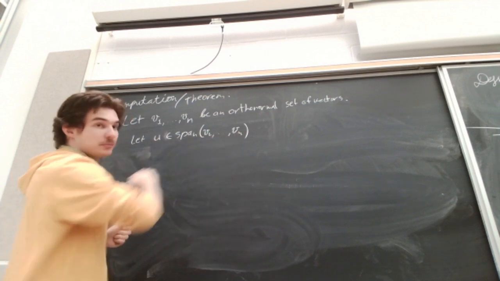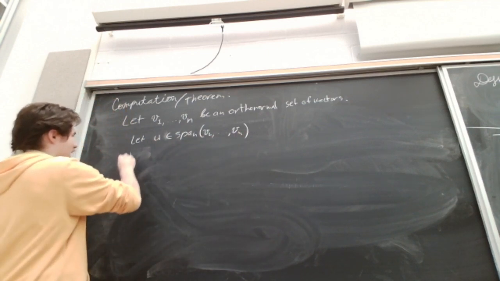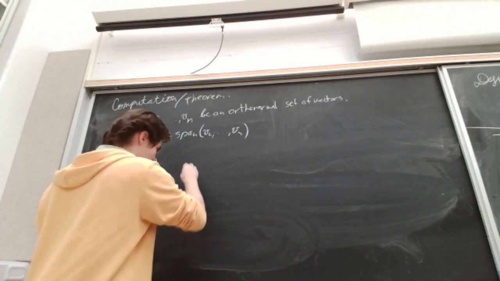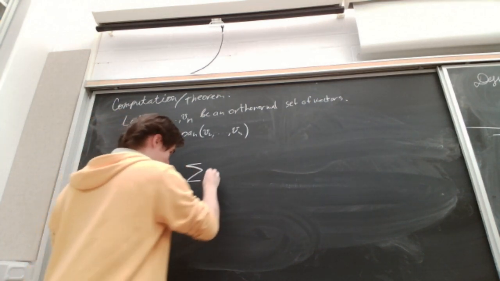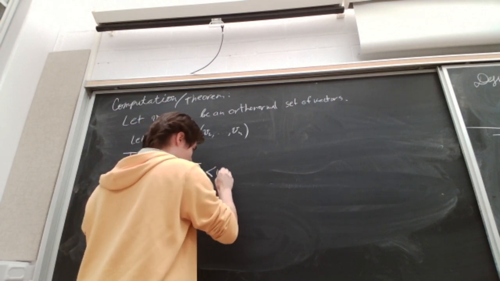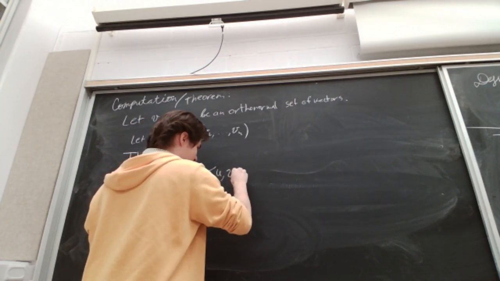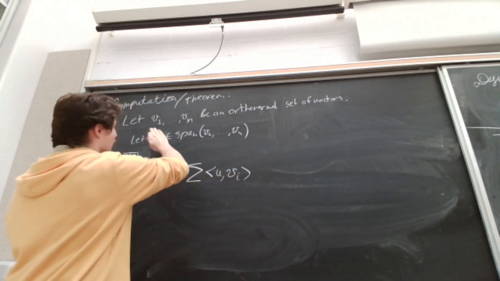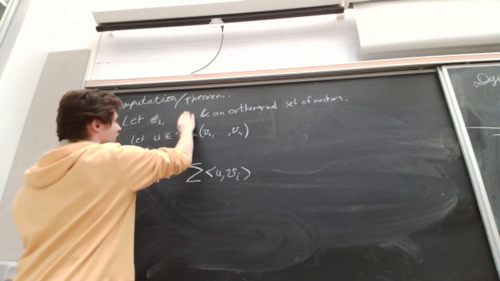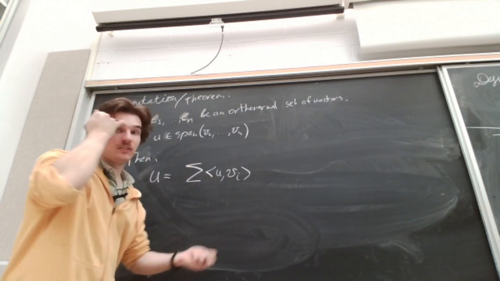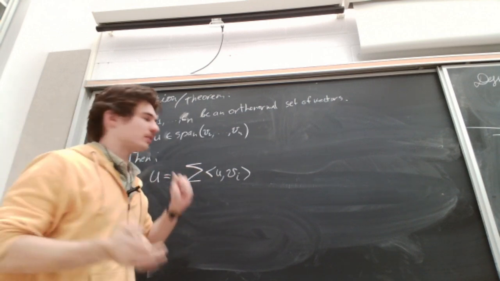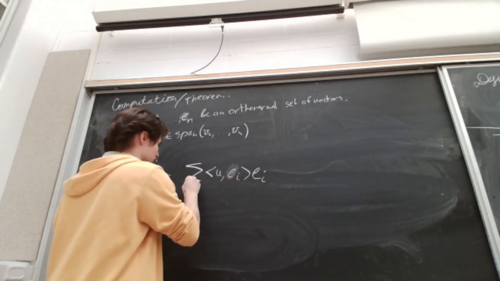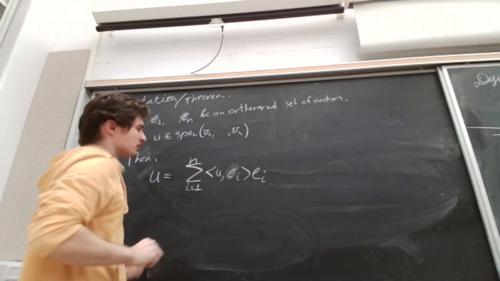Let u be in the span of v1 up to vn. Then u is equal to the sum of u inner product vi. Sorry, instead of v1, let's do e1 up to en, so that v is just for a basis and e is more for orthonormal bases.